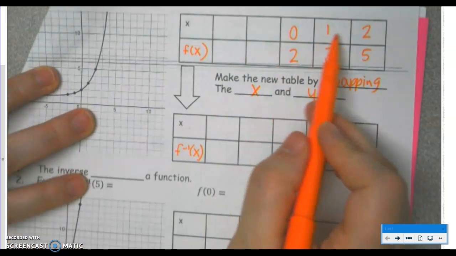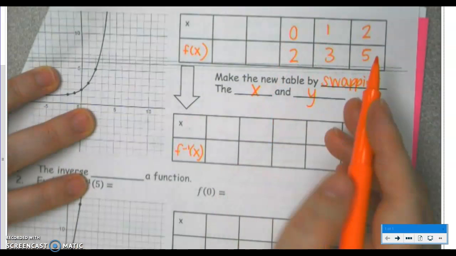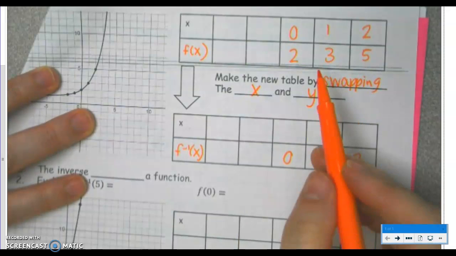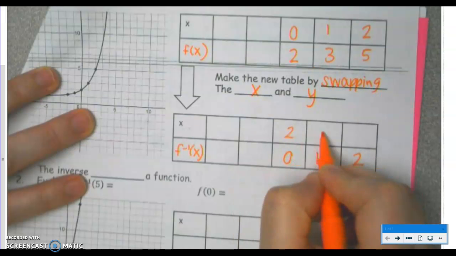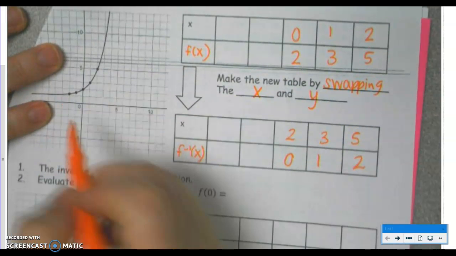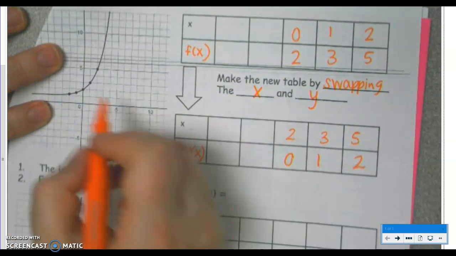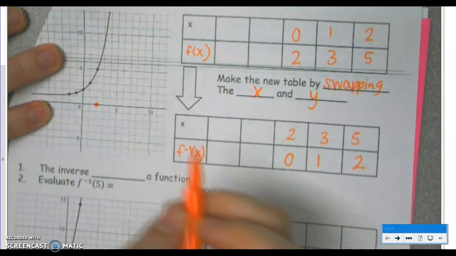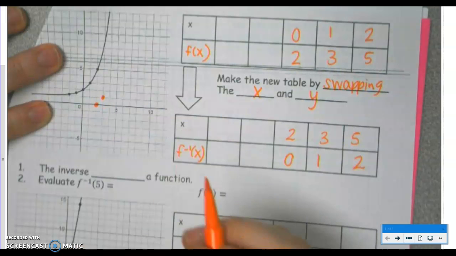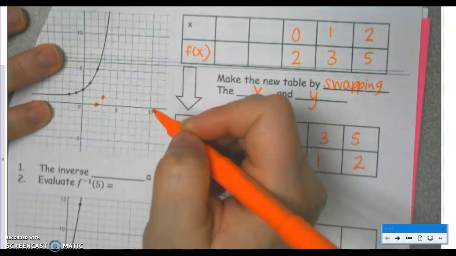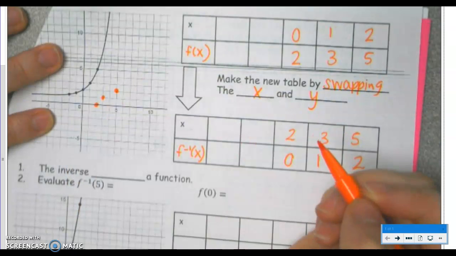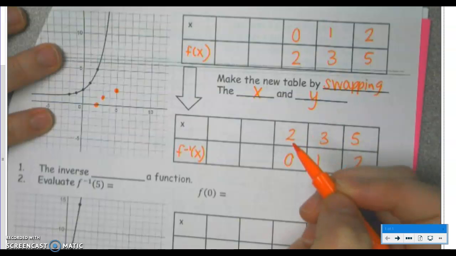So the 0, 1, 2 that was in my x's now becomes the y's. 2, 3, 5 becomes the x's. All right, and I'm going to plot those points. So I'm going to plot the point 2, 0, 3, 1, and 5, 2. And if you can see, it's kind of curving up.